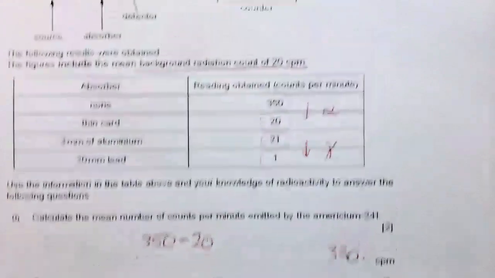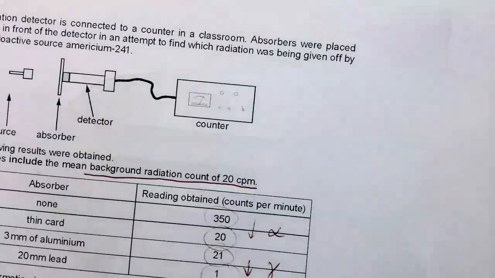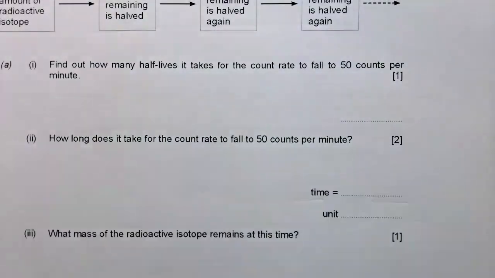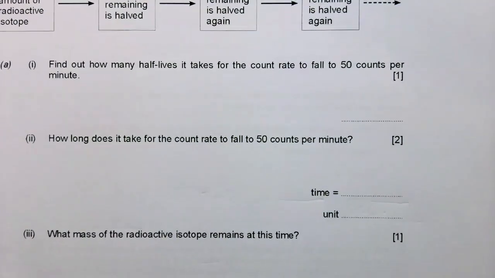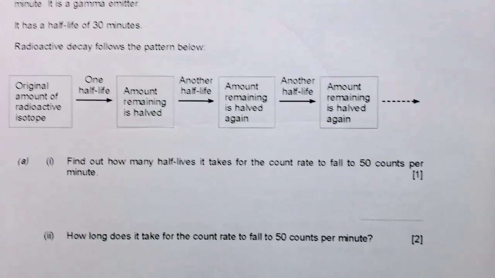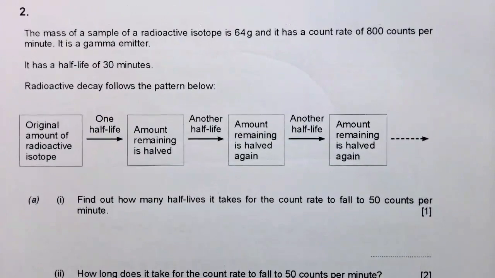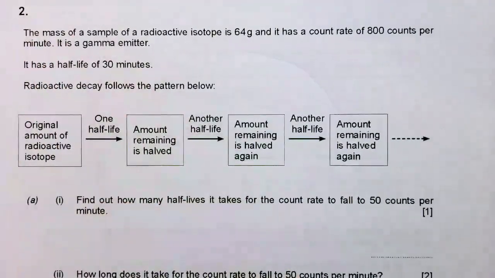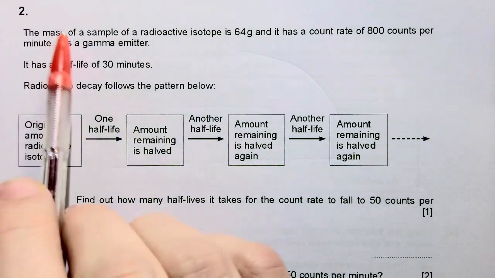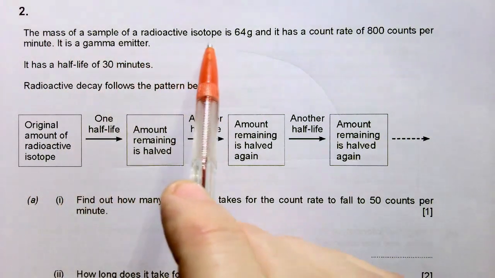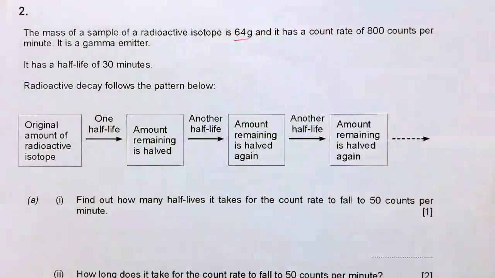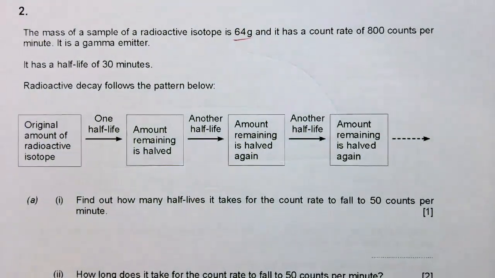So I'm going to move on now with this question because a lot of the other bits are similar to bits we've done before. And like I said, we're conscious of time. We're going to talk now about half-life. And here, with half-life, we are told that the mass of a sample of radioactive isotope is 64 grams. It has a count rate of 800 counts per minute. It is a gamma emitter.